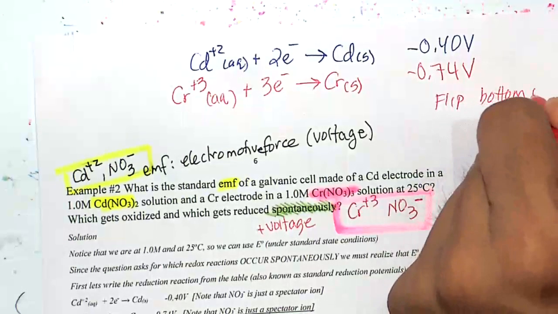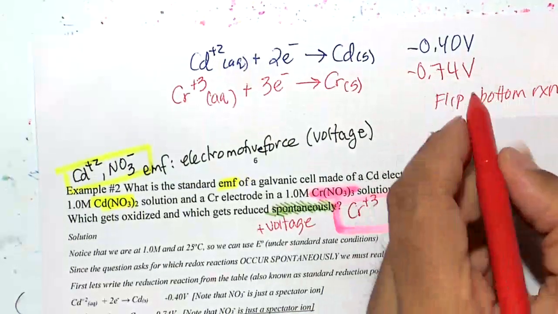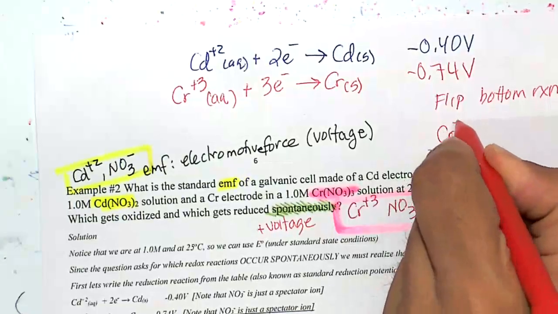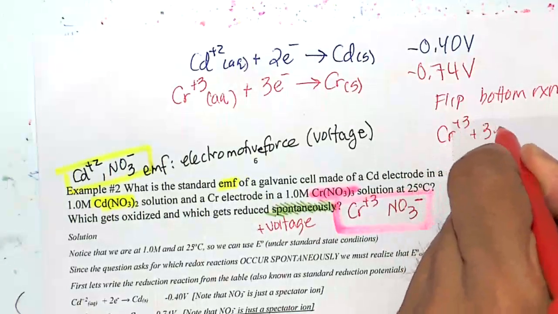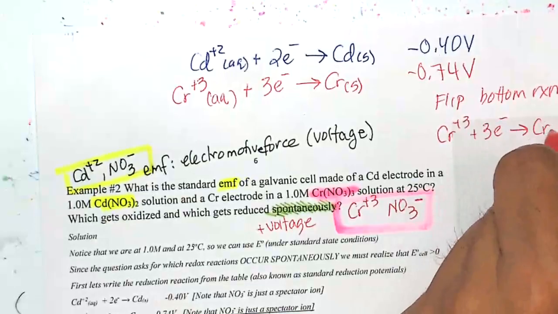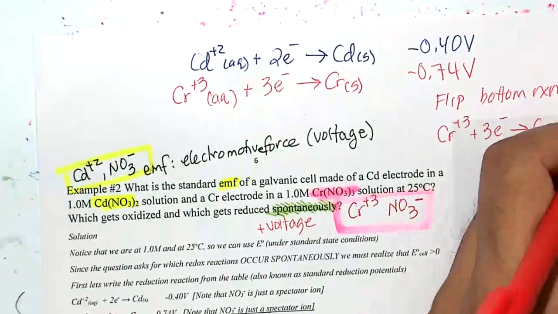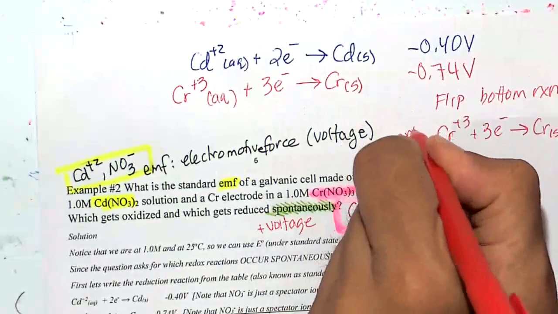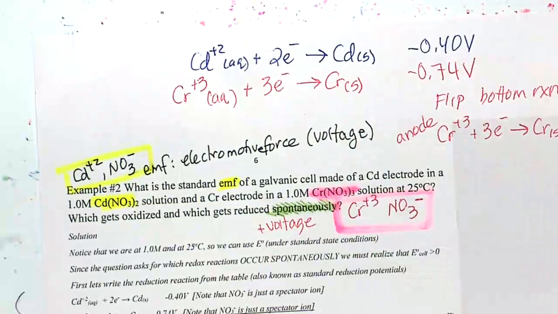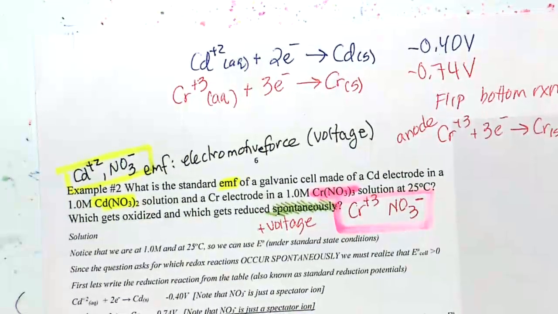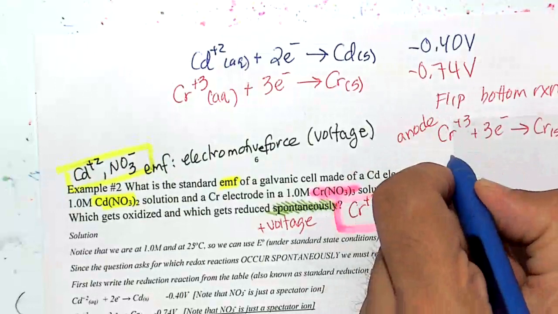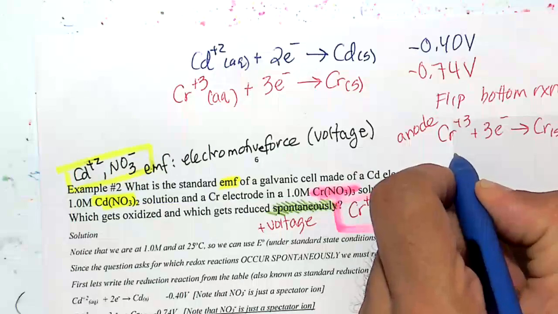Flip the bottom half reaction. This will make it an anode. So this is going to be Cr goes to Cr plus 3 plus 3e minus. This becomes positive 0.74 volts. It's the anode. Okay, next up, we'll keep the top one the same. We'll keep it as the cathode.